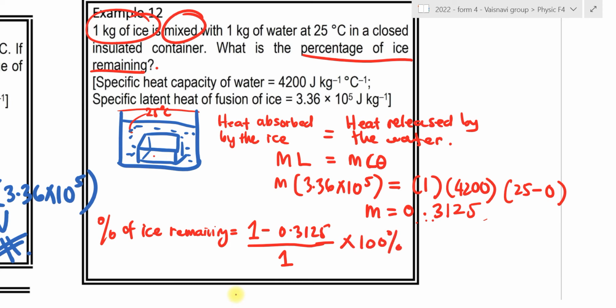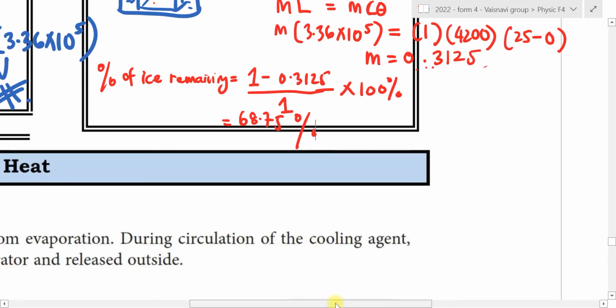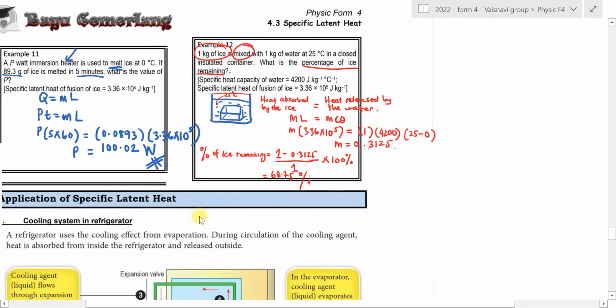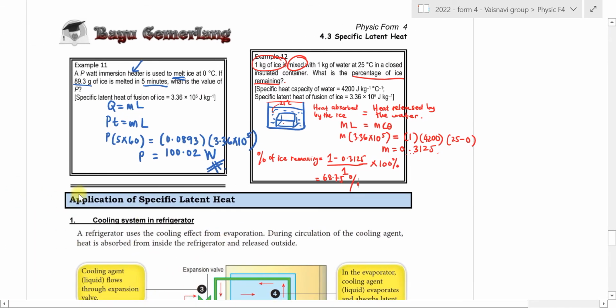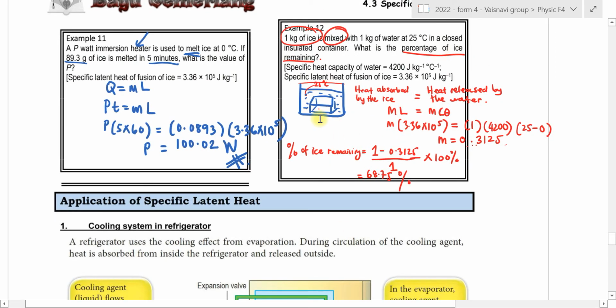You understand my working here? Yes, sir. Okay, how much that will be? 68.75. 68.75. Remaining is the correct answer. Macam-macam dia tanya. Okay, you can understand, right? This part, the calculation, okay?